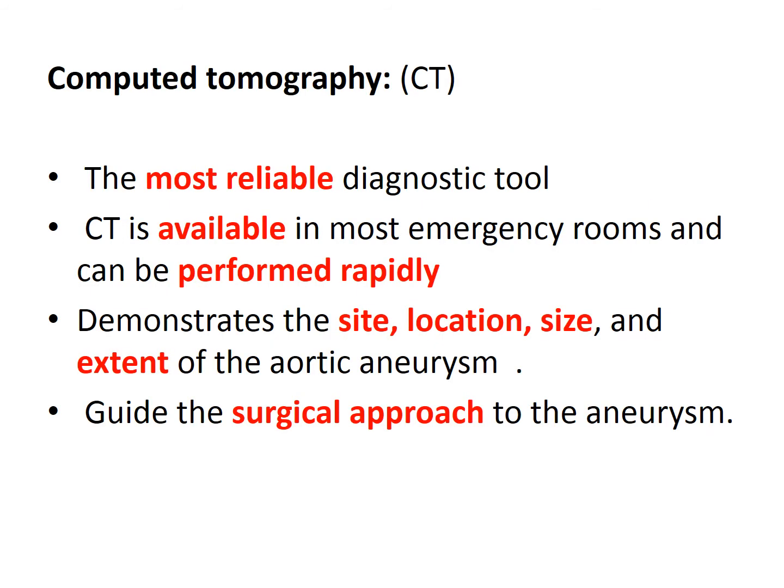Computed tomography, or the CT, is the most important diagnostic tool. It is highly accurate for the diagnosis of aortic dissection, but it requires an intravenous contrast, and without the contrast enhancement, the aortic dissection may go undetected. It is important for identifying the thrombus in the false lumen. It is the most reliable diagnostic tool, and it is available in most emergency rooms and can be performed rapidly. It demonstrates the site, the location, the size and the extent of the aortic aneurysm, and it is a very good guide for the surgical approach to the aneurysm.